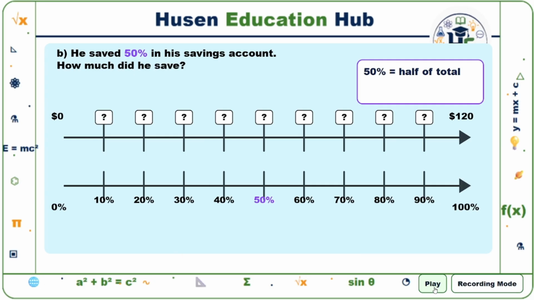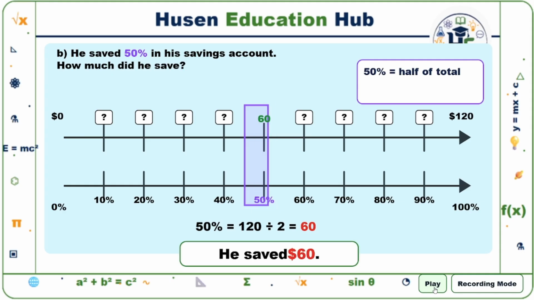Question B asks for 50%. Everybody knows that 50% means half of the total. In order to find it, divide the amount by 2. Half of 120 is 60. So Sam saved $60.